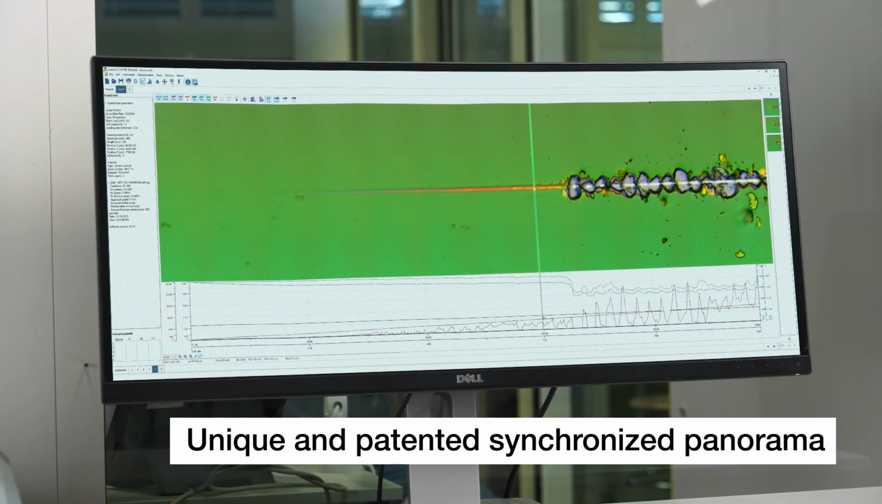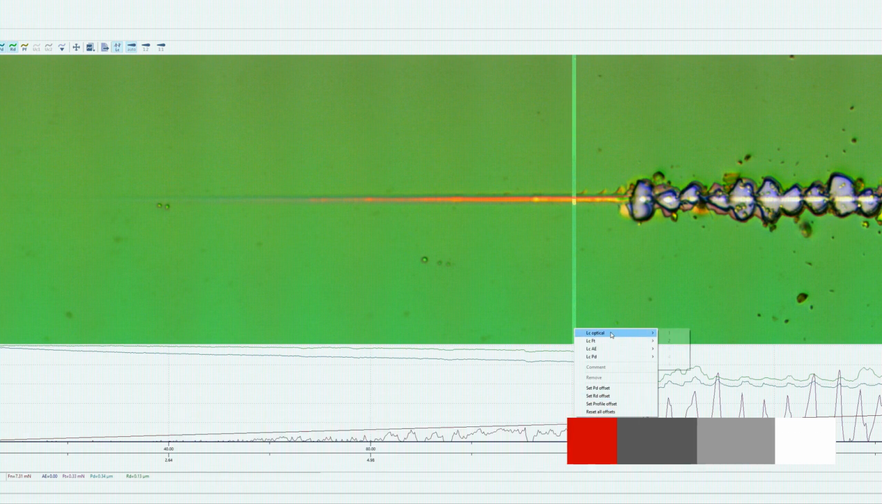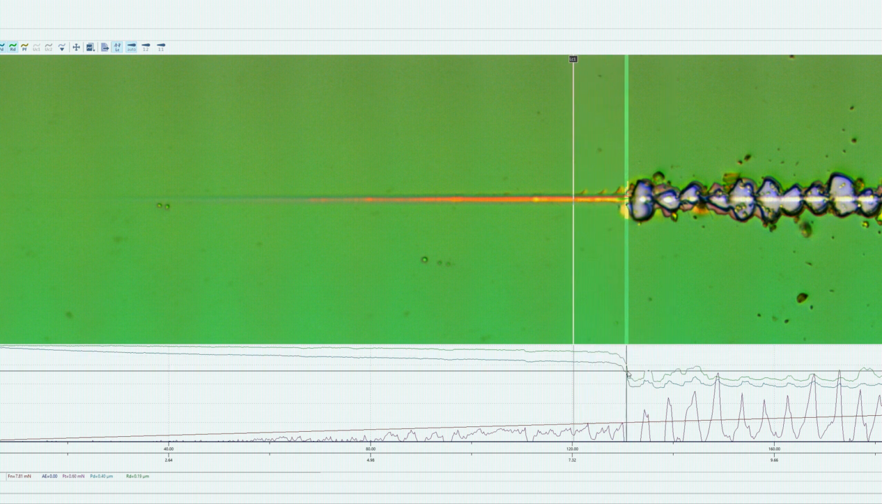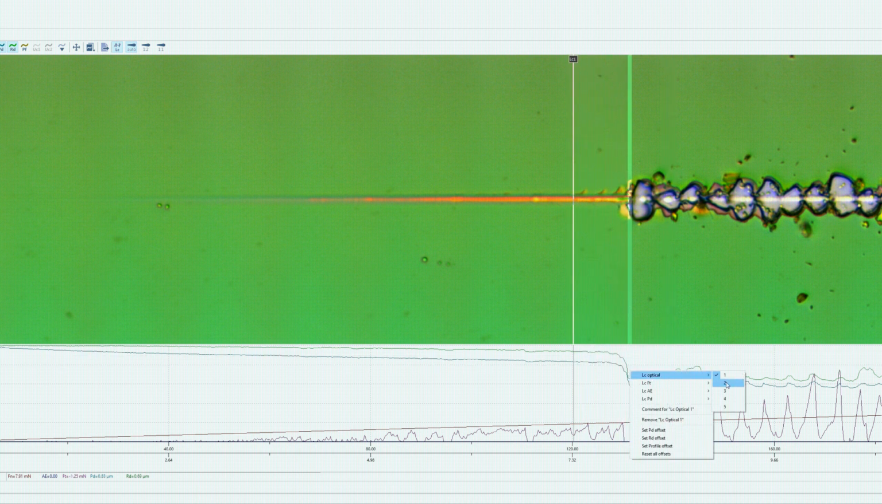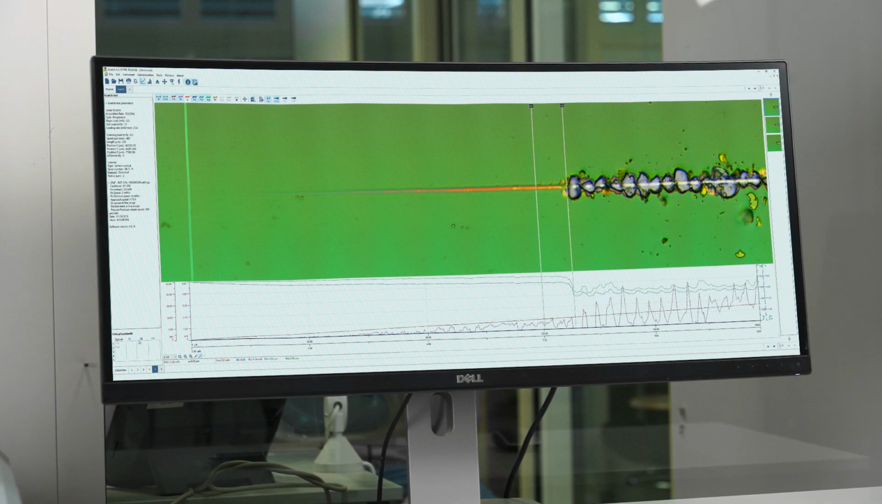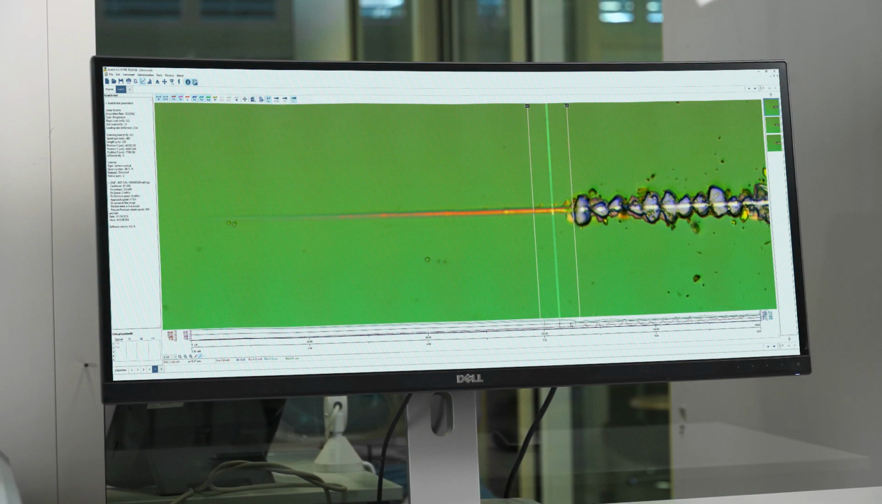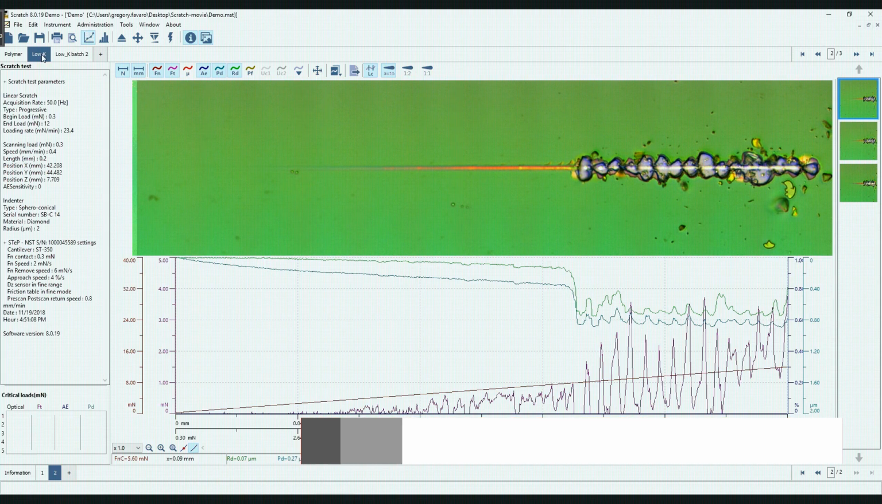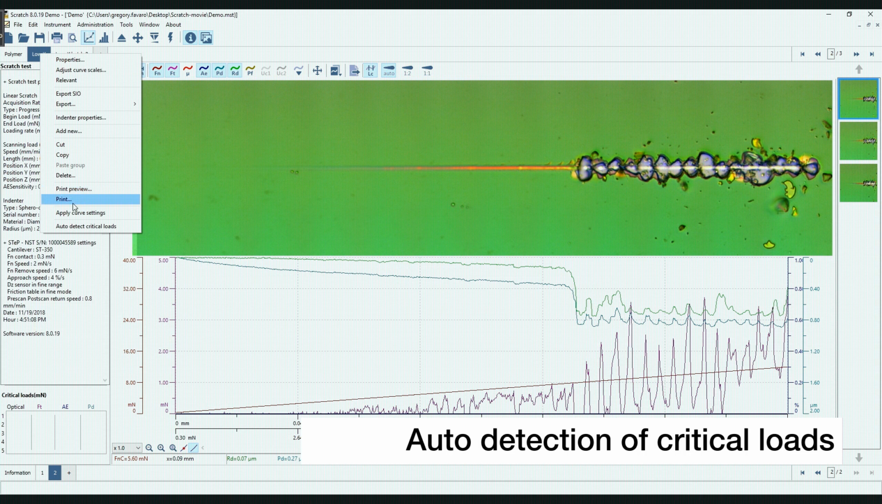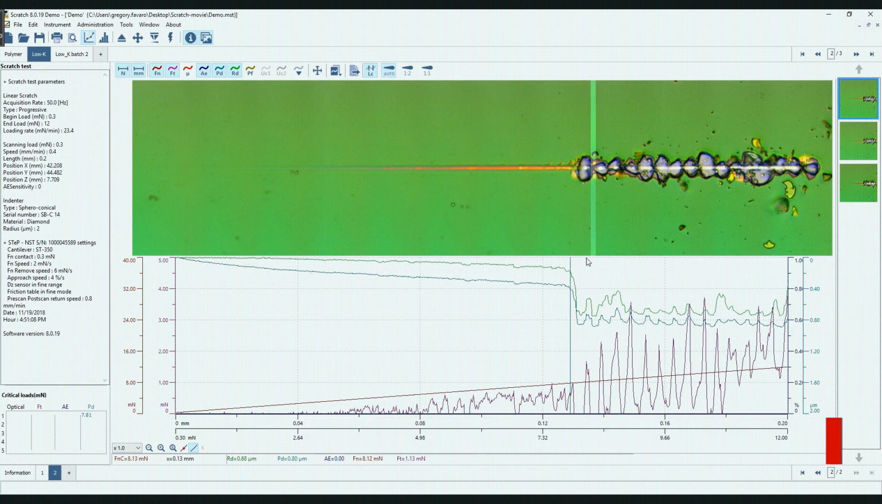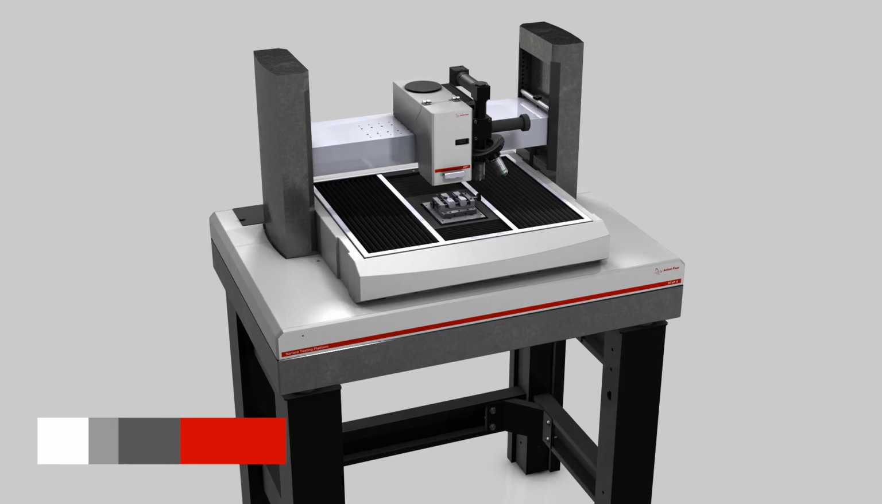The unique, patented synchronized panorama feature enables you to capture the scratch in perfect focus. It automatically synchronizes the picture with the sensor signals, creating the measurement curve. Thus, you can reanalyze your measurement at any time. The Auto Detection of Critical Loads function enables a user-independent determination of critical loads.